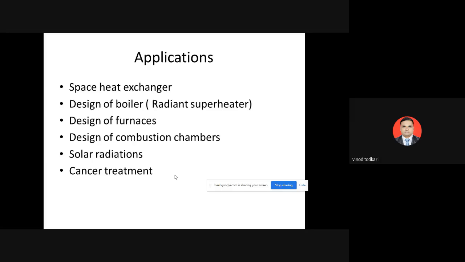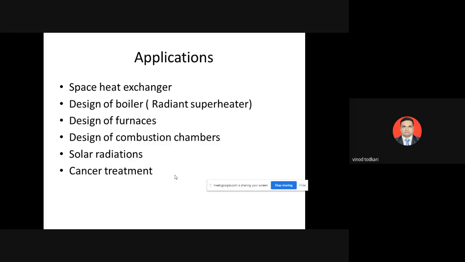Because in vacuum, there will not be any conduction, and there will not be any convection, because for conduction as well as convection, we need a medium. For radiation, we don't require any medium. So when we talk about space heat exchangers, the fluid will get cooled only because of radiation. Undoubtedly, there will be conduction as well. On this heat exchanger, there will be fins, and in that fin, heat transfer will be through conduction. But from that fin to vacuum, the heat transfer will be because of radiation. So the first application where radiation is exclusively used is space heat exchangers.